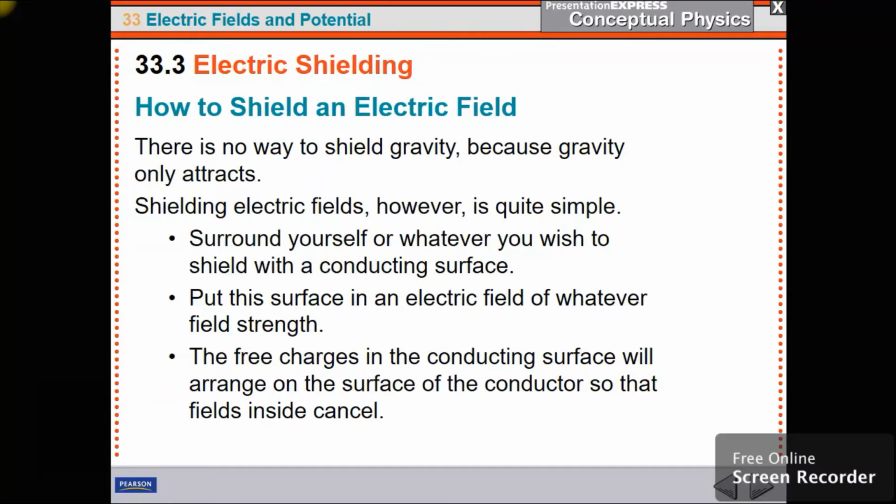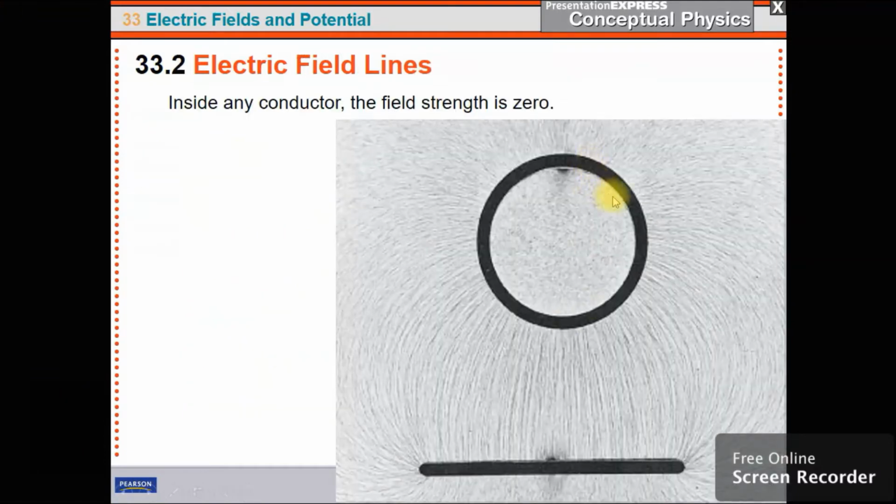And then put that surface, the metal foil, in an electric field of whatever field strength, 10 volts, 100 volts, whatever. The free charges in the surface will arrange themselves so that the field inside the conductor is zero. I'm not asking you to be able to explain that. All I'm saying is that if this surface is a conductor, then inside there is no electric field. You can see the electric field lines out here. There's lines everywhere coming off this conductor and off this conductor. But inside the conductor, there is no electric field.